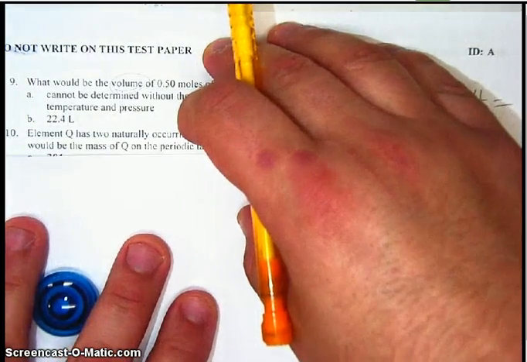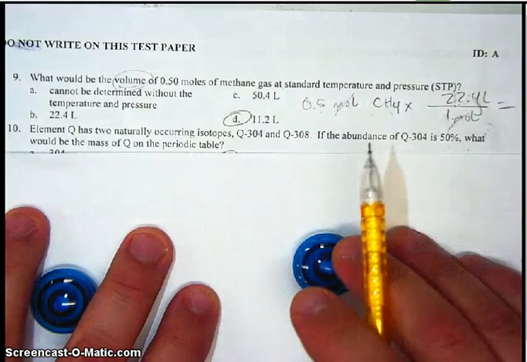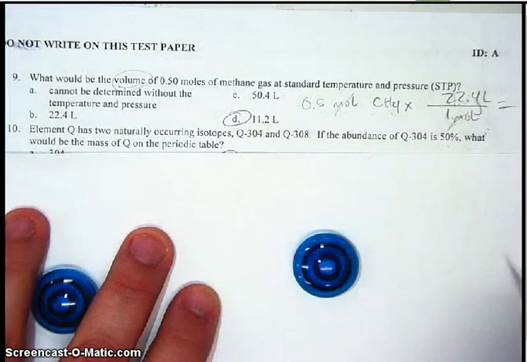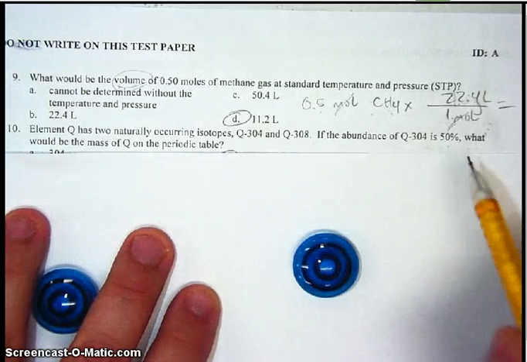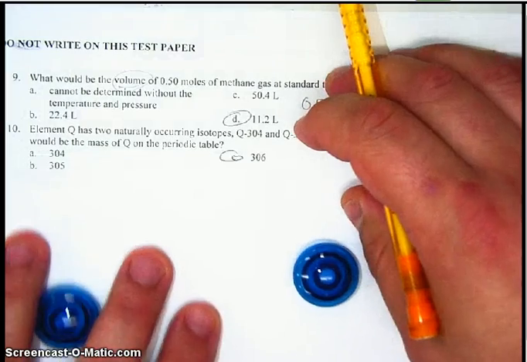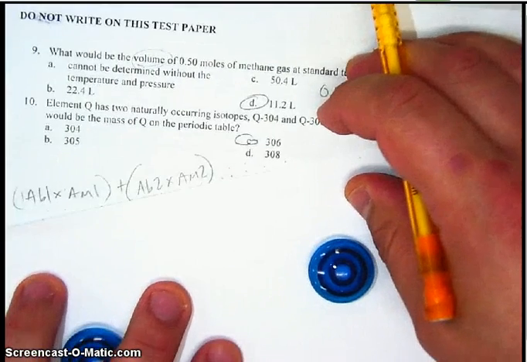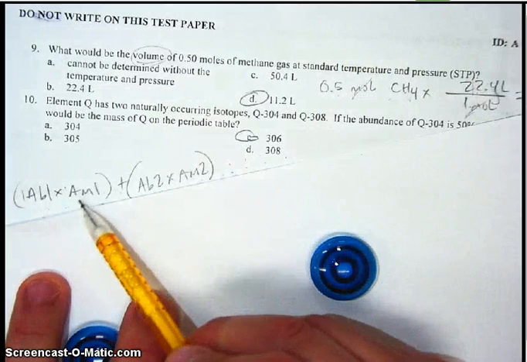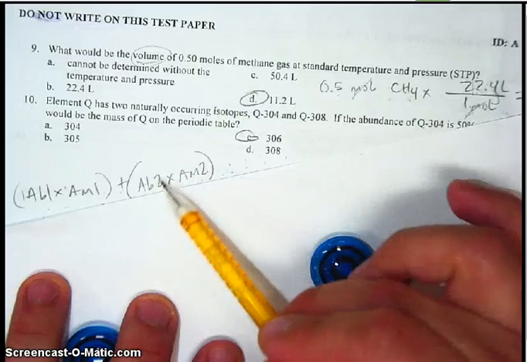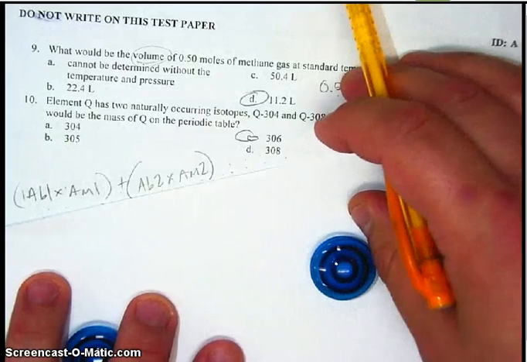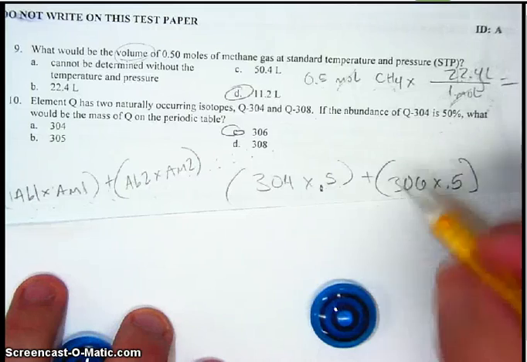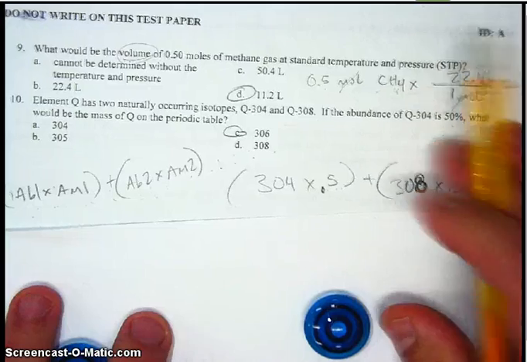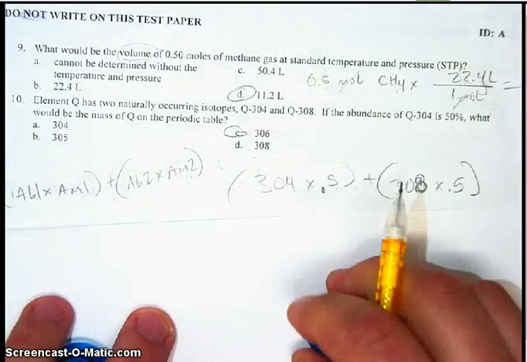Last question, and make sure you know how to do this. Element Q has 2 naturally occurring isotopes, 304 and 308. If the abundance of 304 is 50, what would be the mass of Q on the periodic table? This is where you use that equation of abundance of 1 times atomic mass of 1 plus abundance of 2 times atomic mass of 2. Basically, it's here. This should be an 8. 308 times 0.5. Basically, you do that math, and it comes out to 306.